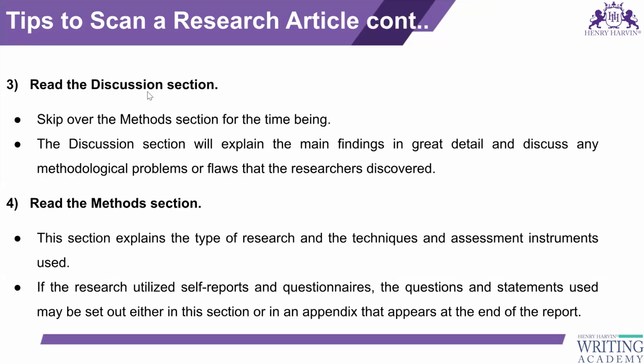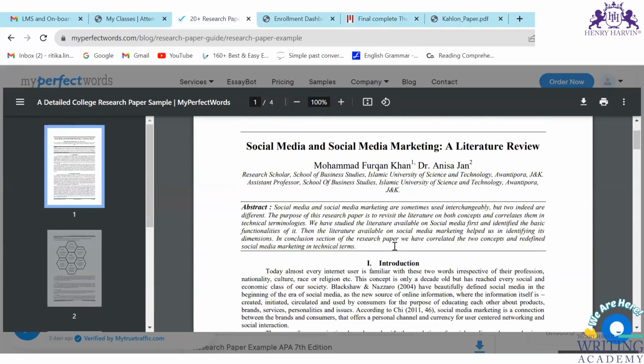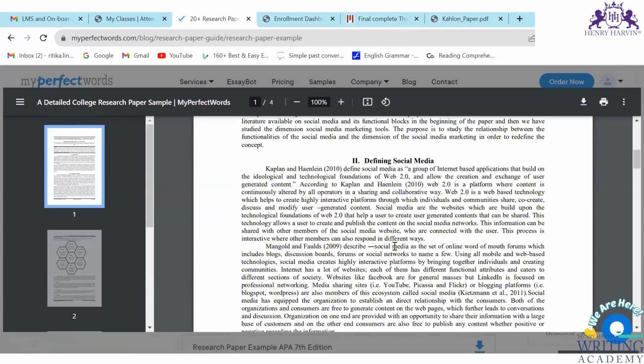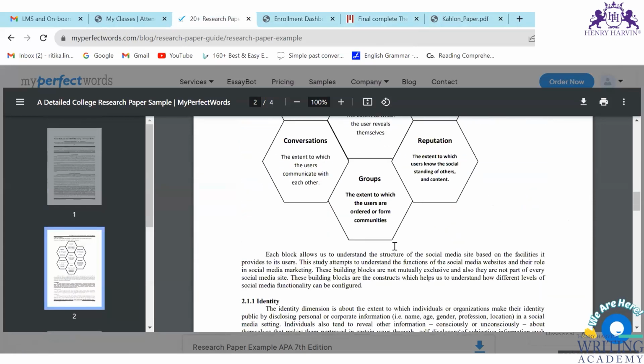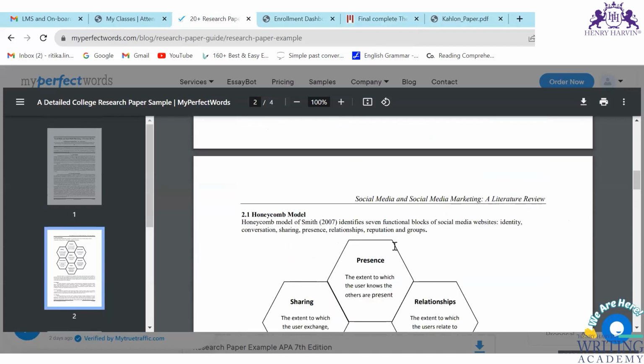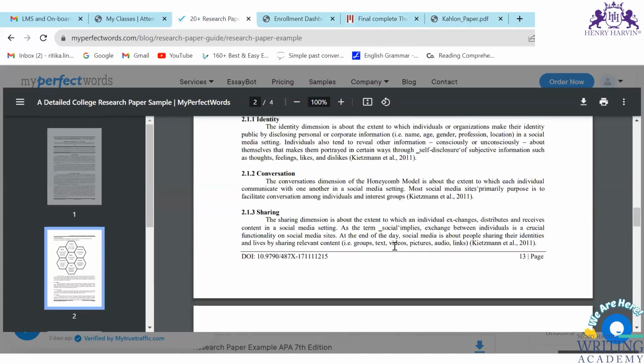Then read the discussion section. The discussion section was, I guess, this one. Where is it? Here, this one. So after this introduction, this was the discussion of this paper, where they're talking about the method also. You also have to see the method, how it is going. All of this conversation and sharing are discussions. So you have to read that also after the introduction.